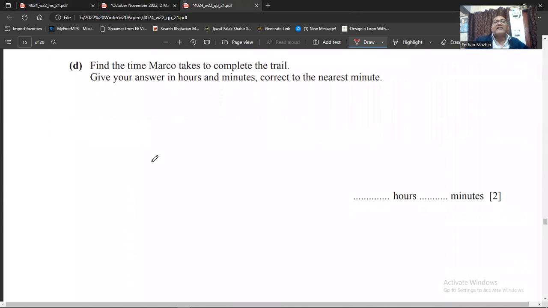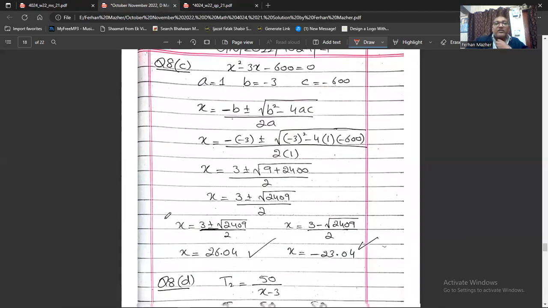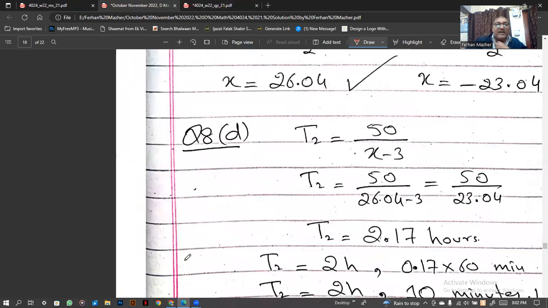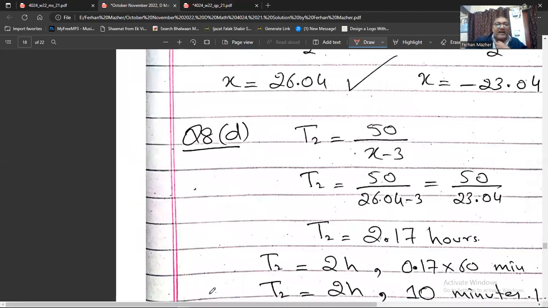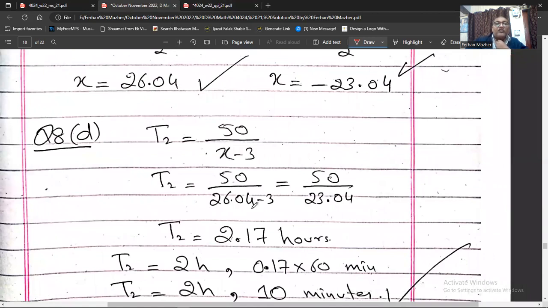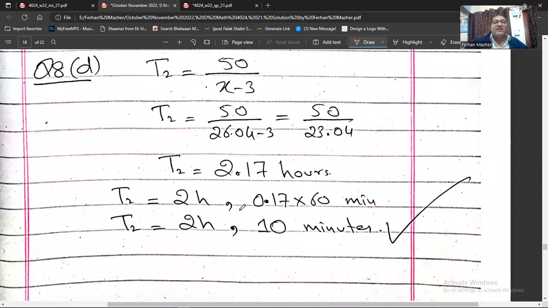Then he says, find the time Marco takes to complete the trail. Give your answer in hours and minutes correct to the nearest minute. Marco takes T2, that is 50 divided by x minus 3. So the x value will be the positive one, that is 26.04. So 50 divided by 26.04 minus 3, so you will have 50 divided by 23.04. That will be 2.17. So this is hours.